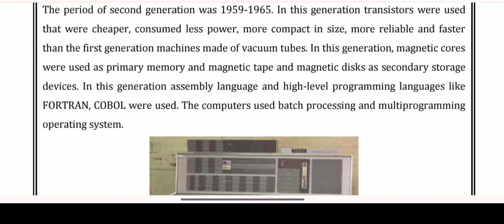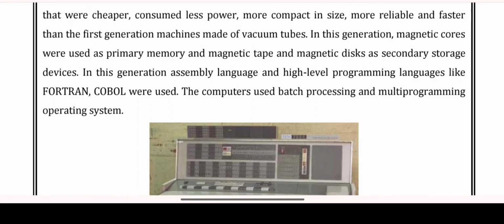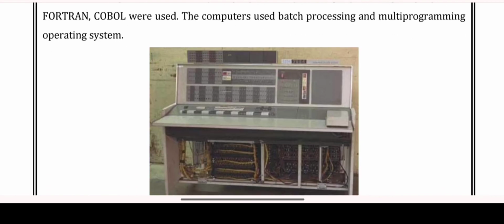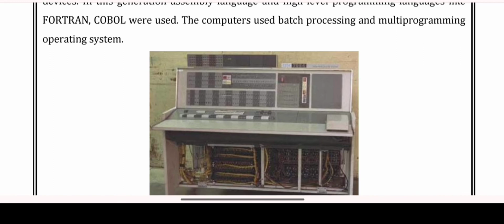In this generation, assembly language and high-level programming languages like FORTRAN and COBOL were used. The computers used batch processing and multiprogramming operating systems. Now look at the picture. This is the second generation of computer.